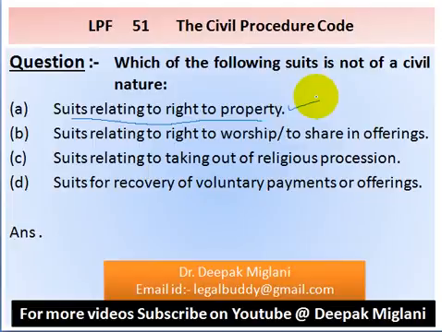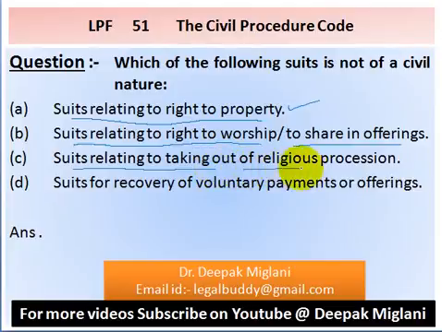Option B, suits relating to right to worship, to share in offerings is also a suit of a civil nature. Option C, suits relating to taking out of religious procession is also a suit of civil nature. Option D, suits for recovery of voluntary payments or offering.